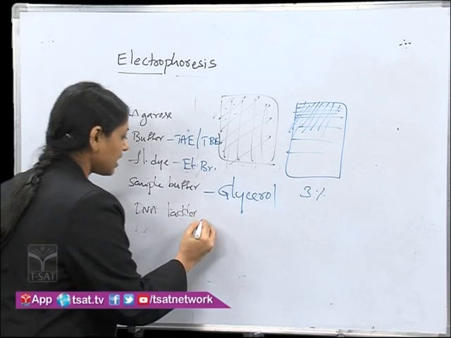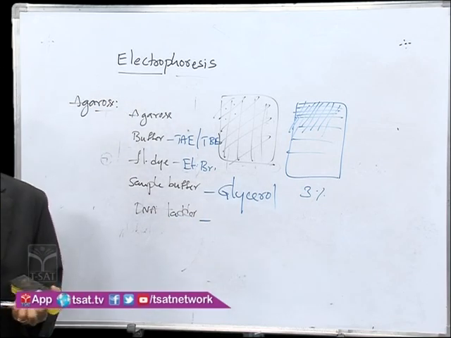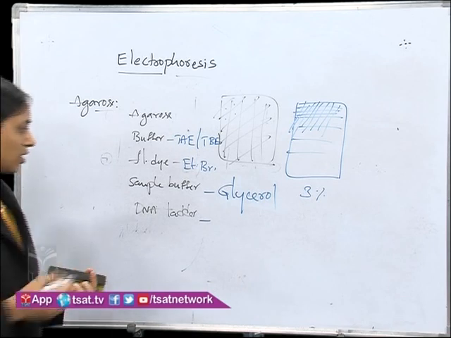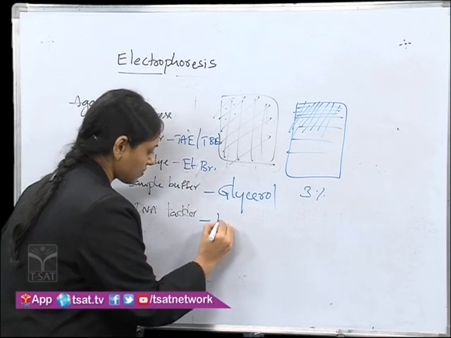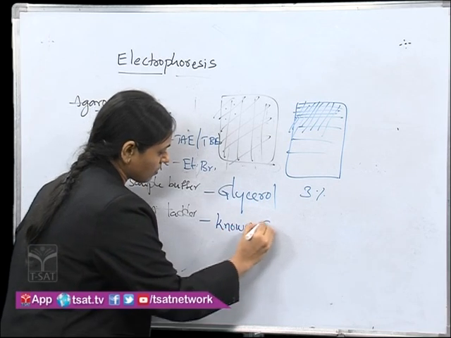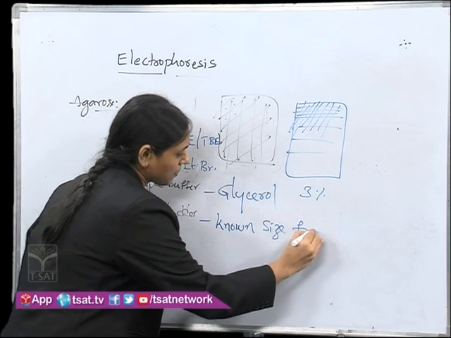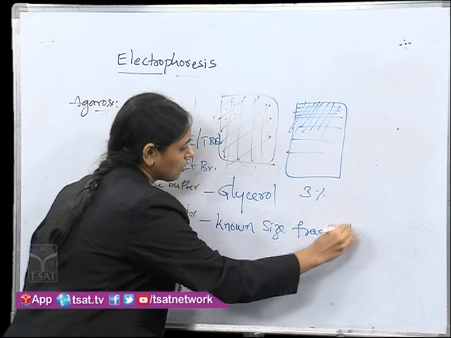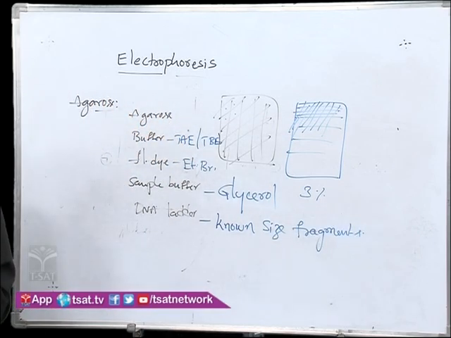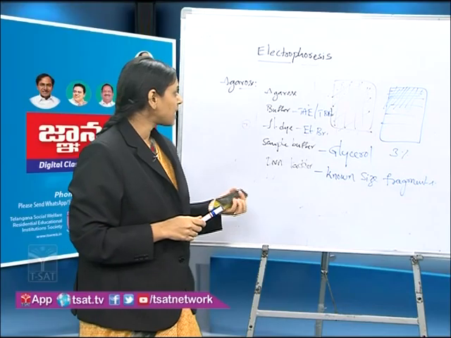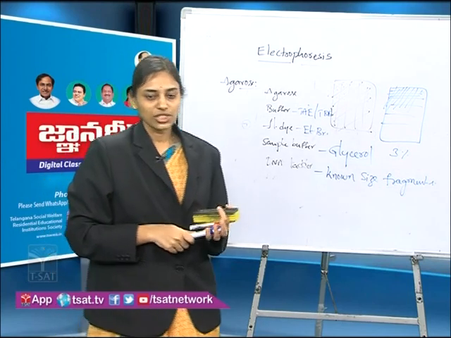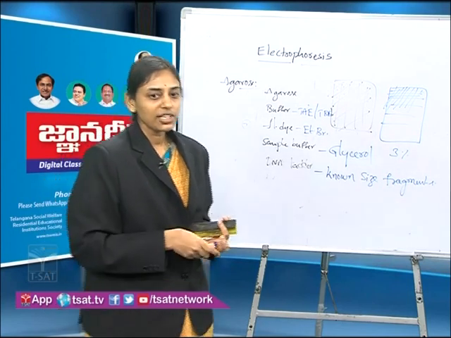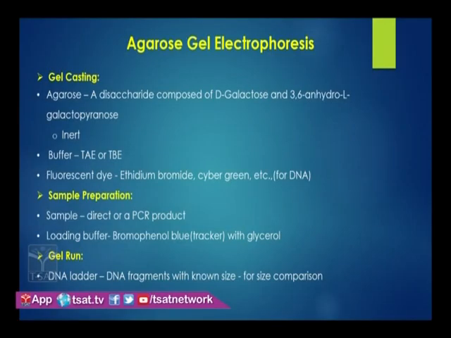And the DNA ladder. This DNA ladder has known size fragments. So, the fragment size is already known in this DNA ladder solution. We can separate various molecules by using agarose gel electrophoresis, but nucleic acids are the best ones to separate using agarose gel electrophoresis.